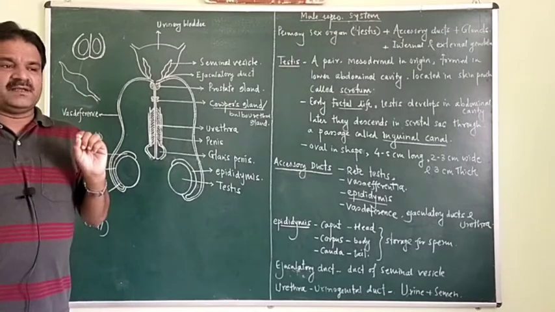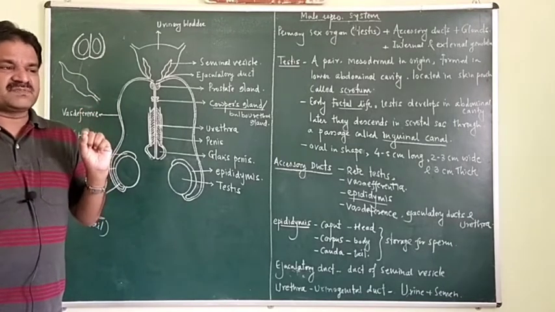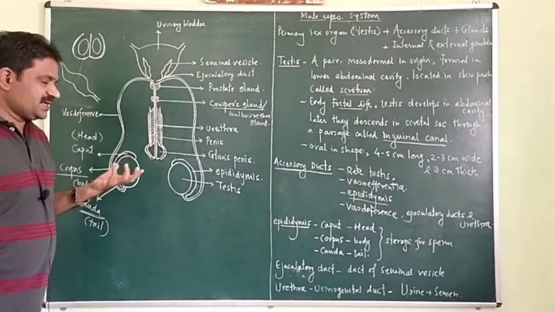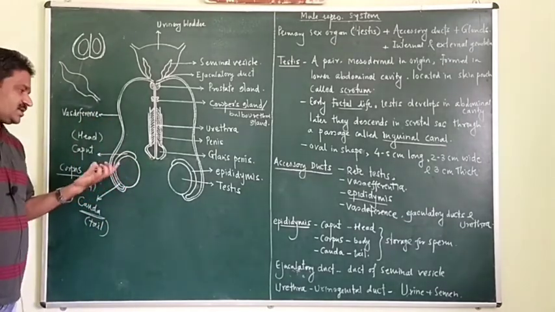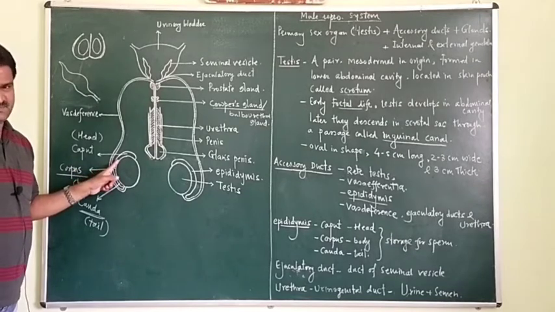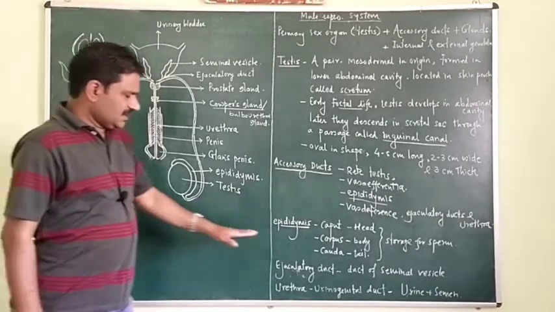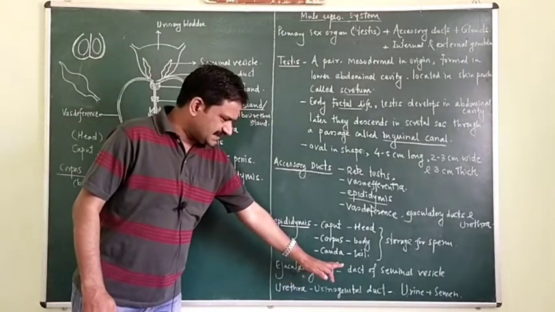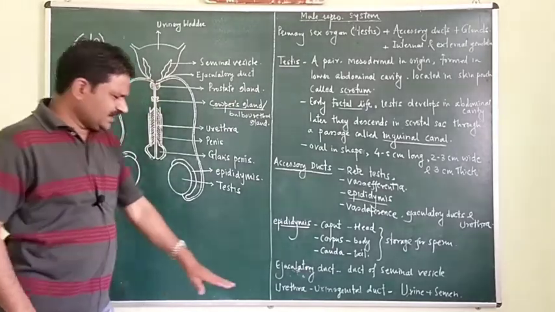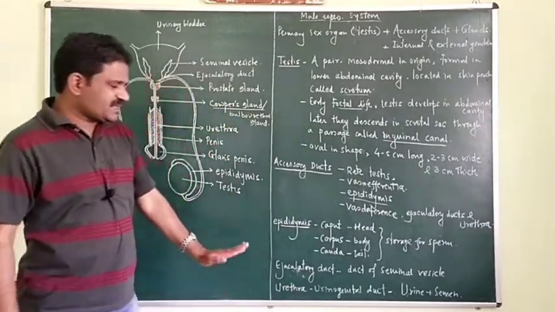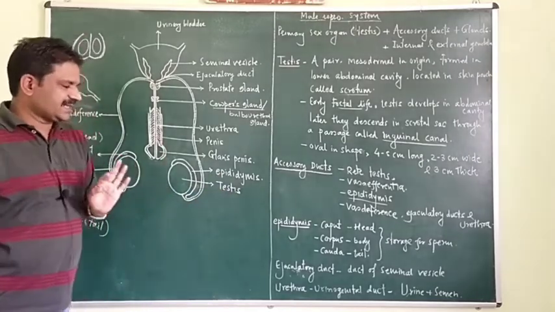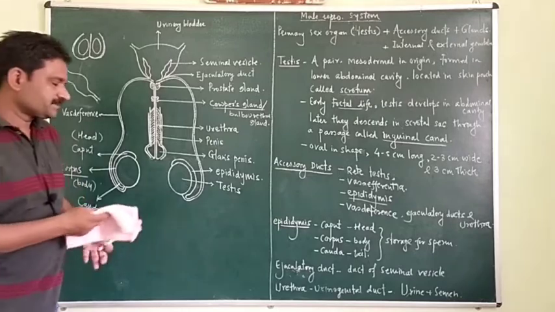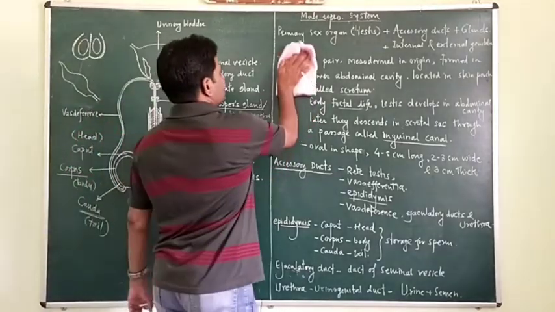The second importance is that the sperm becomes healthy and mature inside the epididymis. The complete maturation of the sperm takes place in the epididymis. Now, the ejaculatory duct, I have already told you, is the duct of the seminal vesicle, and the urethra is the urinogenital duct. That urinogenital duct carries urine as well as semen.